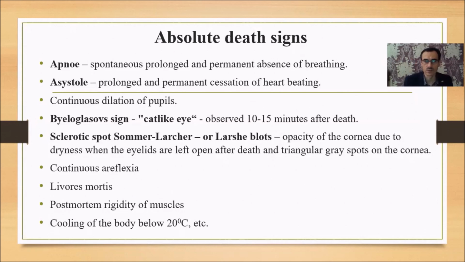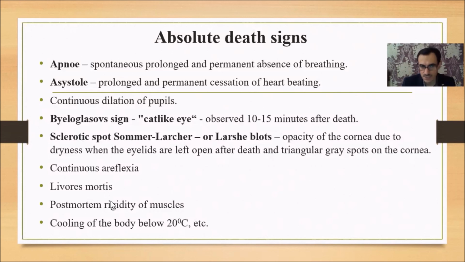Another sign also develops, for example, the Beloglazov sign or the cat-like sign. This is the changing elongation of the pupil, the Larche spots or sclerotic spots, the summer Larche spots. This is opacity of the cornea due to dryness when the eyelids are left open after some hours. That is the formation of a triangular gray spot, I will show you.